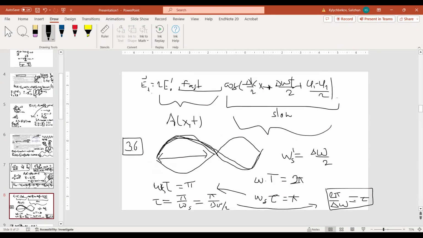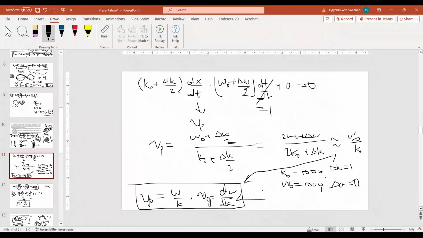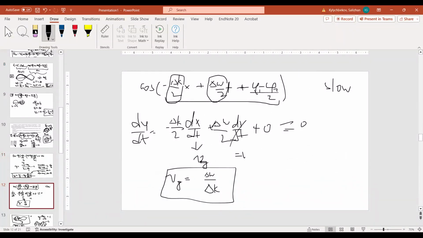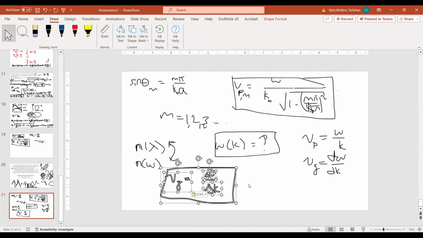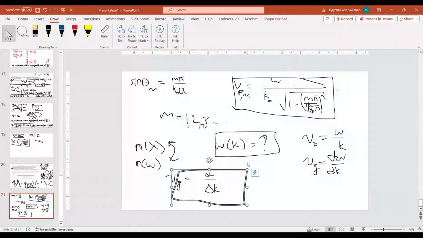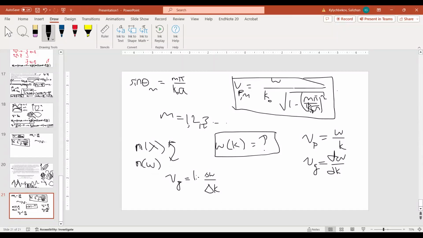Copy-paste. Then we take the limit where delta is infinitesimally small, it becomes a derivative. This is the famous proof of the wave velocity equation.